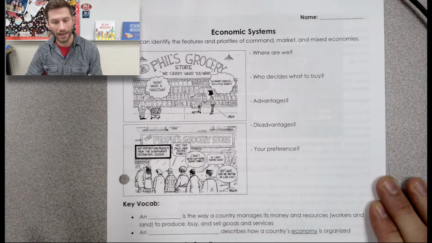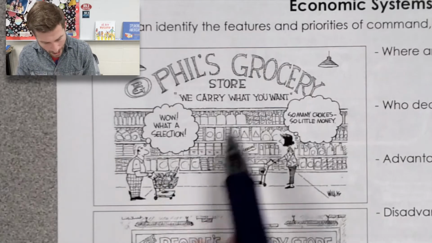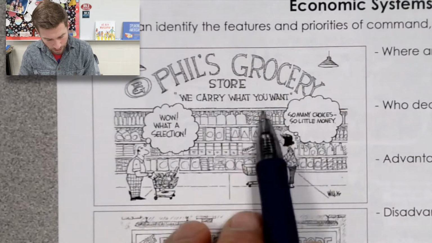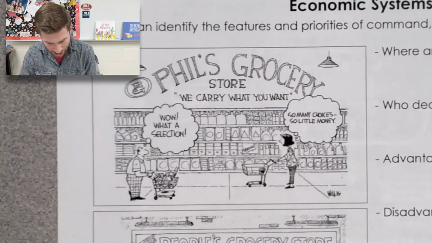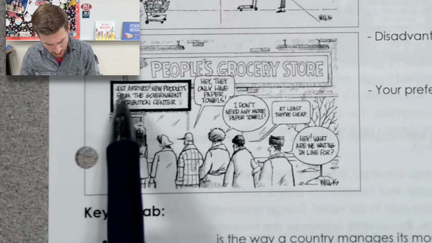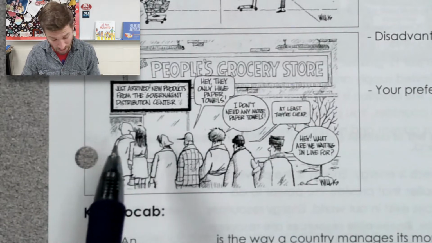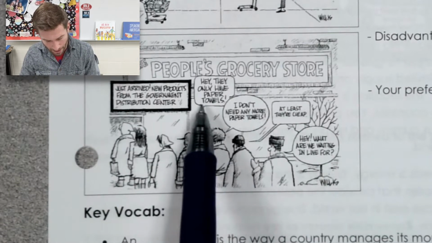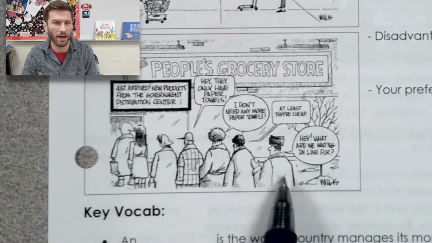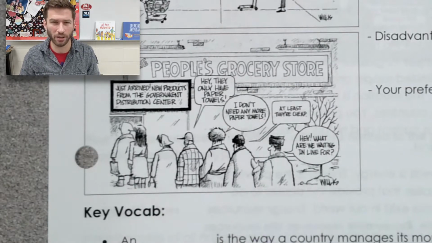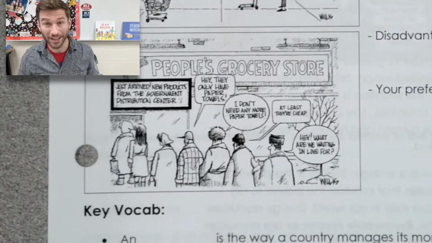And so let's just take a look at Phil's grocery store. And it says, Phil's grocery store, we carry what you want. We've got a couple of different characters here. We've got this fellow saying, wow, what a selection. And then this lady here saying, so many choices, so little money. And then down at the bottom we have the People's Grocery Store. Just arrived, new products from the Government Distribution Center. Hey, they only have paper towels. I don't need any more paper towels. At least they're cheap. And then this fellow in the back, hey, what are we waiting in line for? I think we all wonder and feel like that sometimes ourselves.